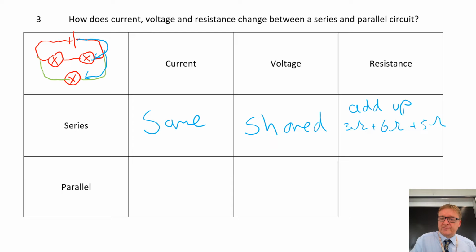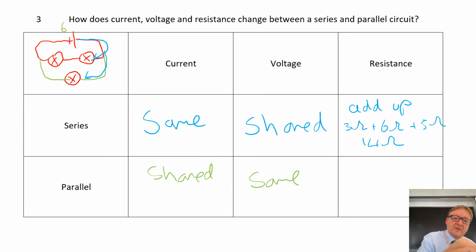You add them up, right, 14 ohms. In a parallel circuit, the current is shared. Sometimes I might even write down split. The voltage in a parallel circuit stays the same. Okay, so if I've got on this diagram here 6 volts there, then it stays the same in each one of the loops.